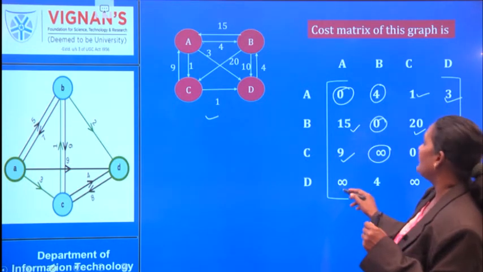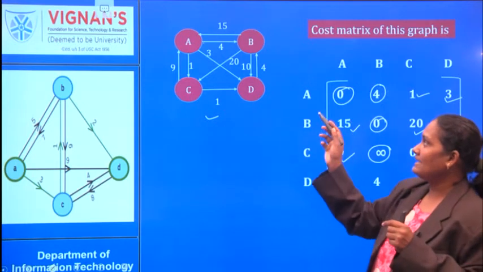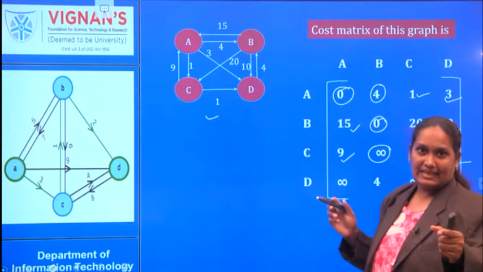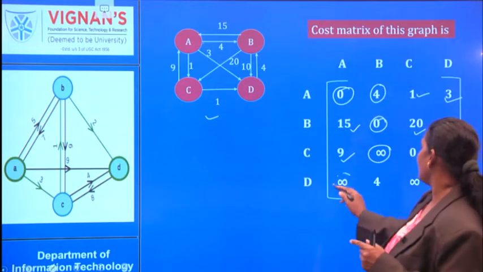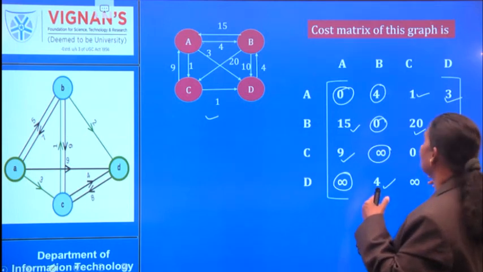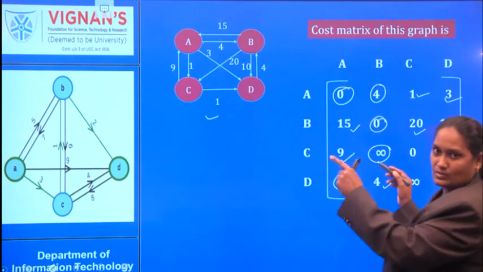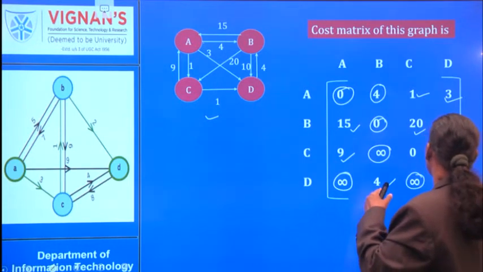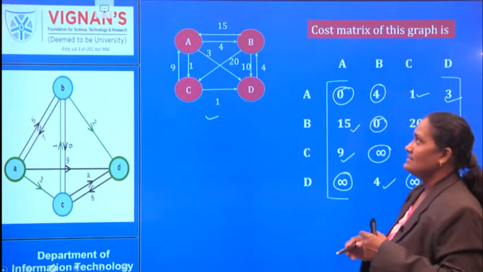Cost of C to C is 0 and cost of C to D is 1. In the same way, D to A: there is no direct path from D to A, there is no edge between D and A, so its cost is represented as infinite. And cost of D to B is 4. Cost of D to C: there is no edge from D to C, so it also becomes infinite. And cost of D to D is 0.